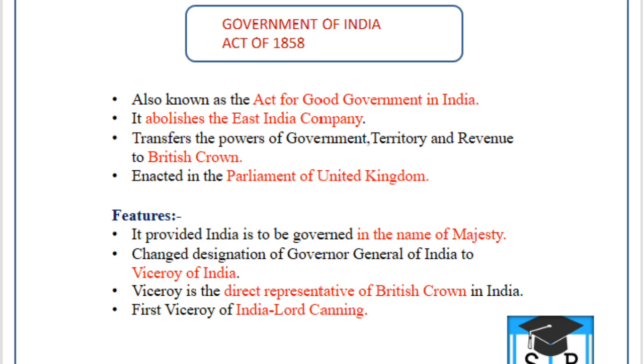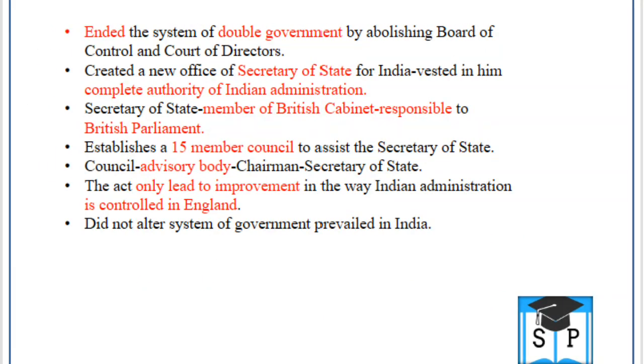Now the features of this act. It provided that India was to be governed by and in the name of Her Majesty, that is the Queen of Britain. It changed the designation of the Governor General of India to that of the Viceroy of India. Earlier, there was a post named Governor General of India. Now that is changed into Viceroy of India. This Viceroy was a direct representative of the British Crown in India. The first such Viceroy of India was Lord Canning. Remember, the first Viceroy of India is Lord Canning.